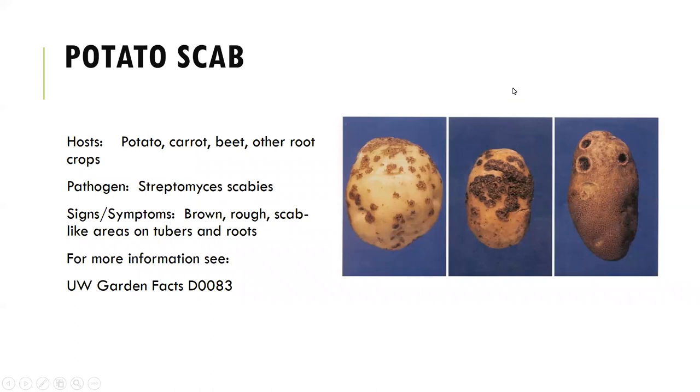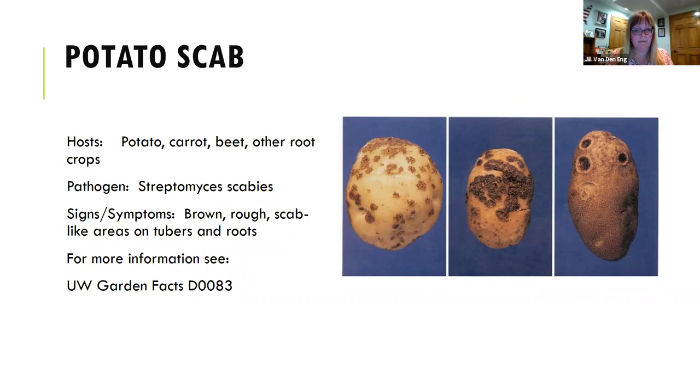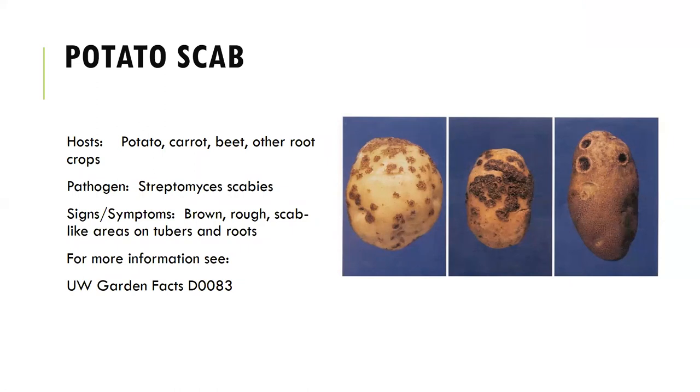Okay, we are going to move on to root crops. The next one is potato scab. This is a really common disease of potatoes, but it can also affect other root vegetables. So anything that you are eating that comes directly out of the ground, such as beets, carrots, parsnips, radishes, rutabagas, turnips.